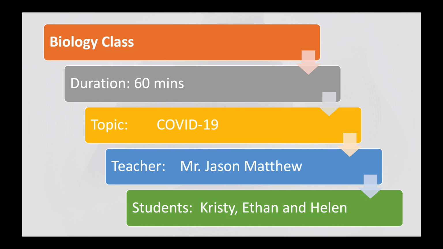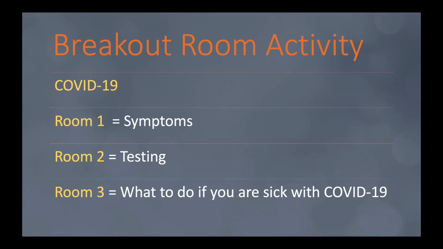So the teacher has started the class, the Zoom session, and he's given a background about what coronaviruses are and so on. And later on in the session, he wants his students now to break up into small groups and discuss various topics about COVID-19. So he wants to create 3 breakout rooms or 3 groups. In the first group, they're going to be talking about symptoms of COVID-19. In the other group, they're going to be talking about testing. And in the third group, they're going to be looking at what to do if you're sick with COVID-19. And the whole idea here is that he's going to break them up into groups, and they're going to discuss their topic for about 15 minutes.